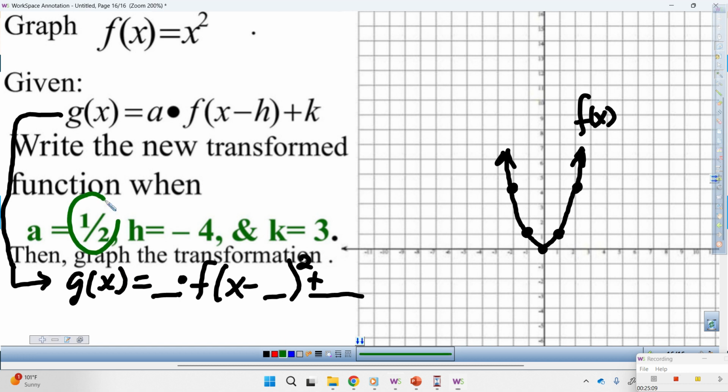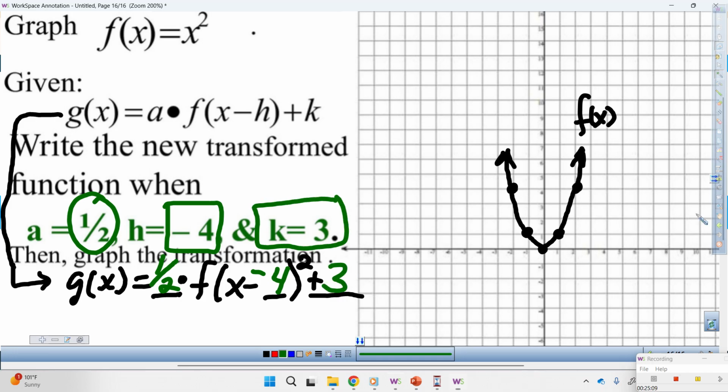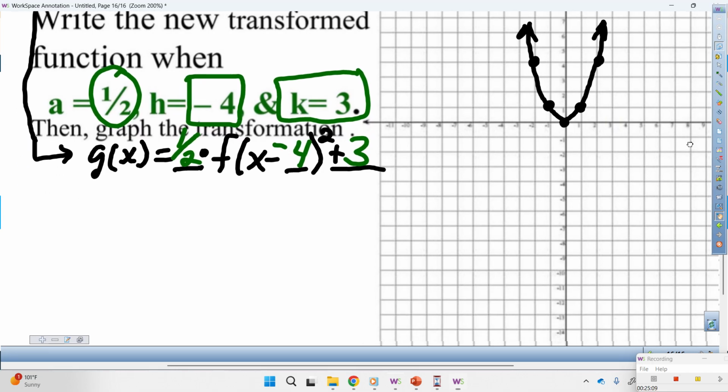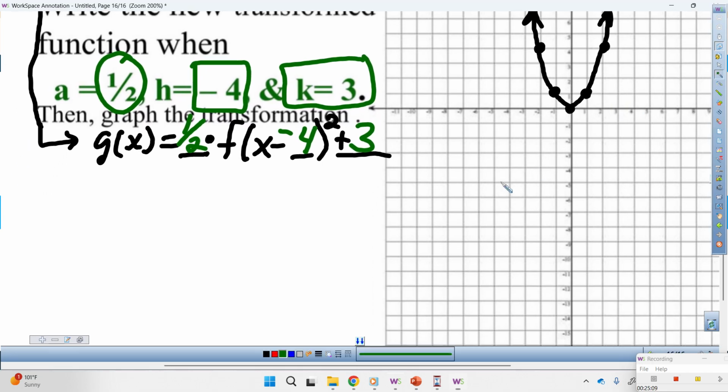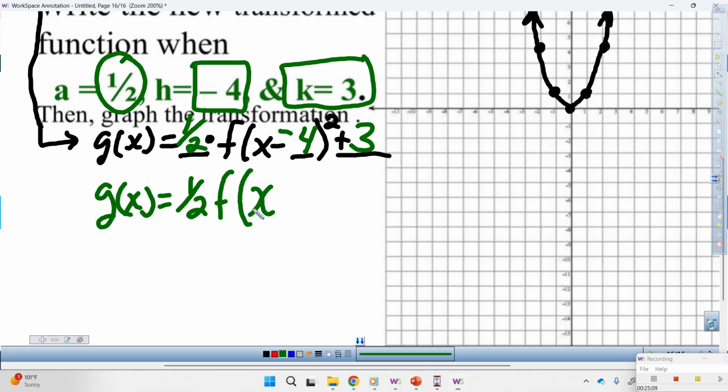What is A? A is 1/2. What is H? -4. And what is K? 3. So far, so good? All right, let's simplify that. So my new transformation is g of x equals 1/2 f of x. Now pay attention to this part. Look up. What is -4 times the negative that's already in there? +4 squared plus 3.